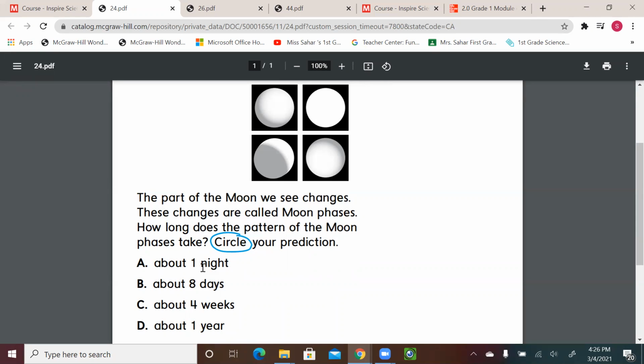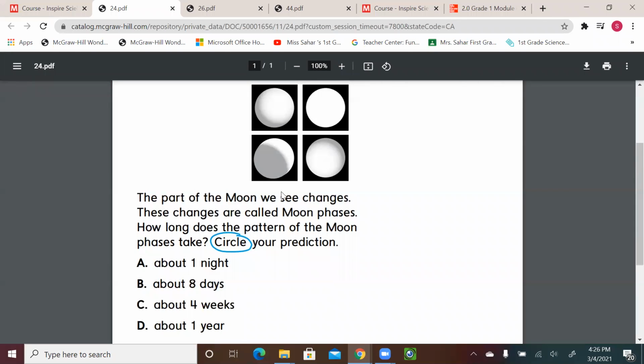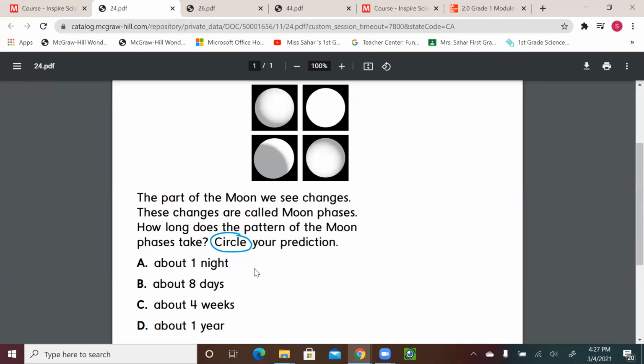So does it take 1 night to see those 4 phases, for example? Does it take 8 days to see these 4 phases? Does it take about 4 weeks? Or about a whole year, 1 year? So what do you think? We see the moon when it's full, when it's half, when it's a crescent. What do you think?